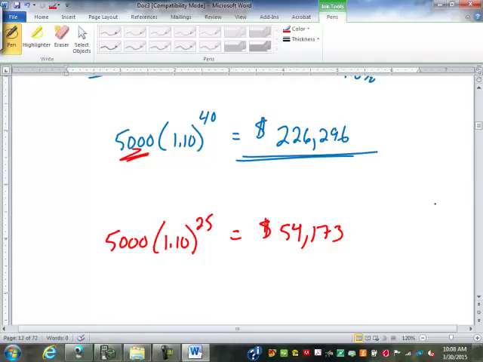Less than 1/4 the value. That's significant. Now that's at 10%. At 12%, it's about 1/6 or 1/7 the value at 12% interest every year. This is huge. A lot of people have it backwards.